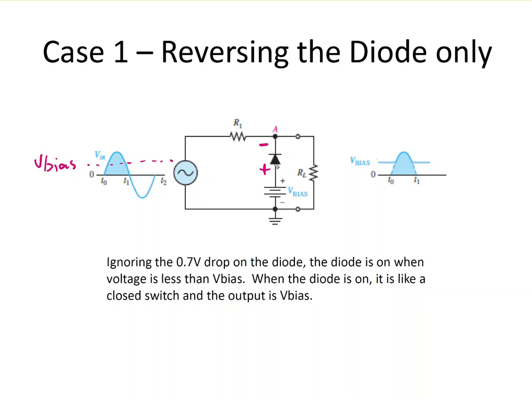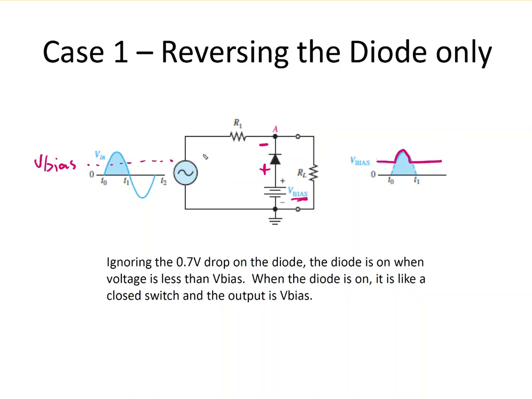When the diode is forward biased, we're assuming it's acting like a short, so we're ignoring the 0.7 volt drop across the diode, and it's limiting the output voltage to V bias. So thus on the output, whenever the input falls below V bias, the diode is forward biased and the output is cut to V bias.